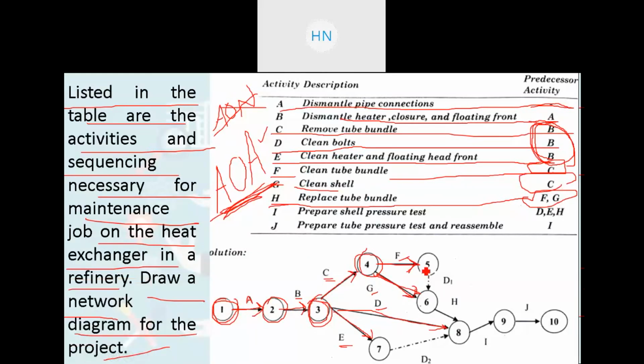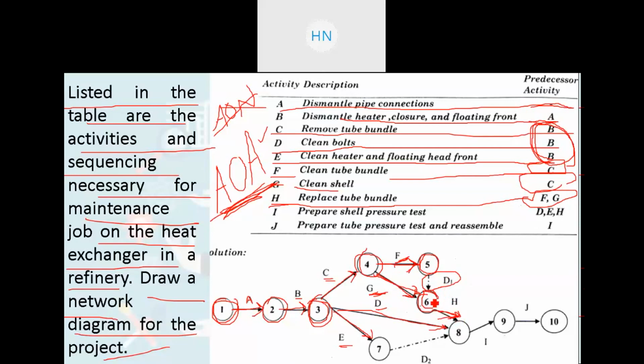So for that what we are doing is adding a dummy activity from F. You can see here from F there is event number 5, we are adding one dummy activity as D1 and that will be combining on event number 6, right? So here G and F are coming together on event number 6 and H is coming outwards from event number 6. So the condition is fulfilled that if G and F are completed, then only H will be completed, right? So for that we are adding one dummy activity, right? Here you can see the application of dummy activity.